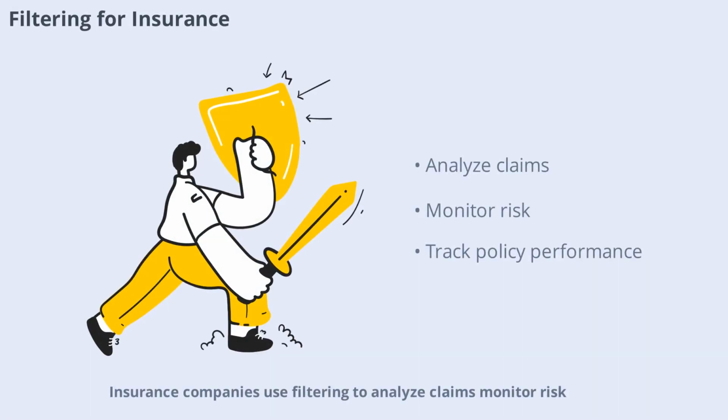Insurance companies use filtering to analyze claims, monitor risk, and track policy performance. This supports underwriting, fraud detection, and customer service.